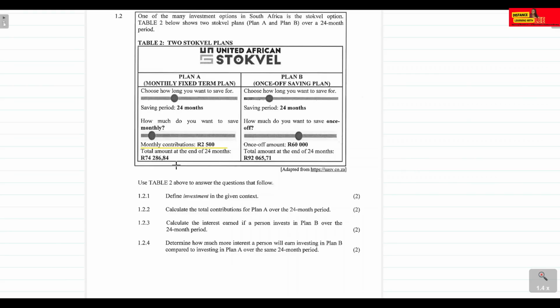So in this case, to get the contributions, you are going to take the 2,500 and multiply that by 24 months.